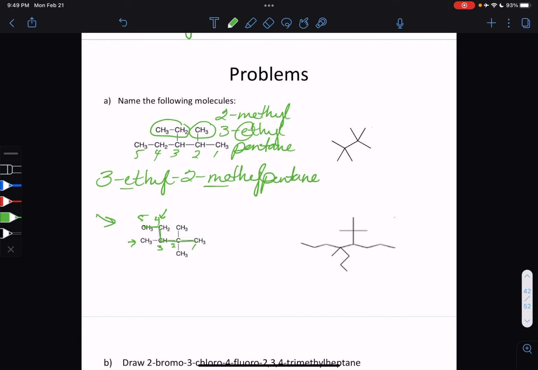Is that allowed? Yes, of course. You have free rotation around those bonds. So we've got a branch here, a branch here, and a branch here. So we have 2-methyl. We've got 2-methyl. And what? And 3-methyl. And we've got a 5-carbon parent chain, which is called what? Which is called pentane.